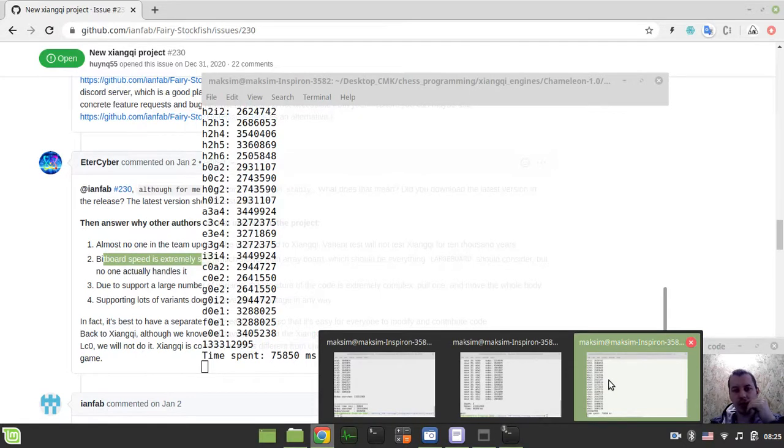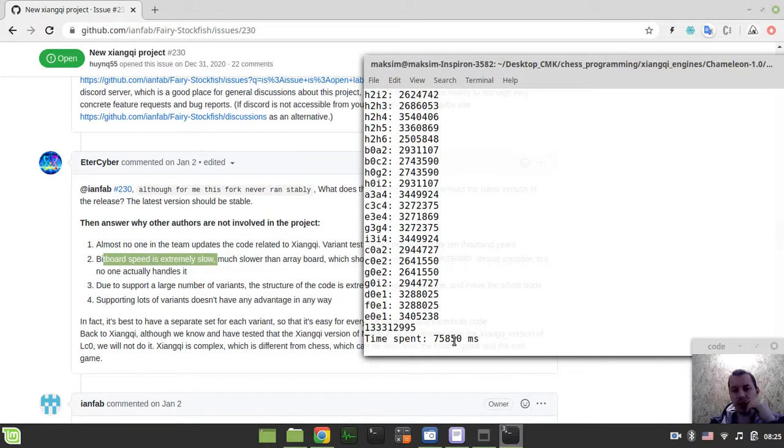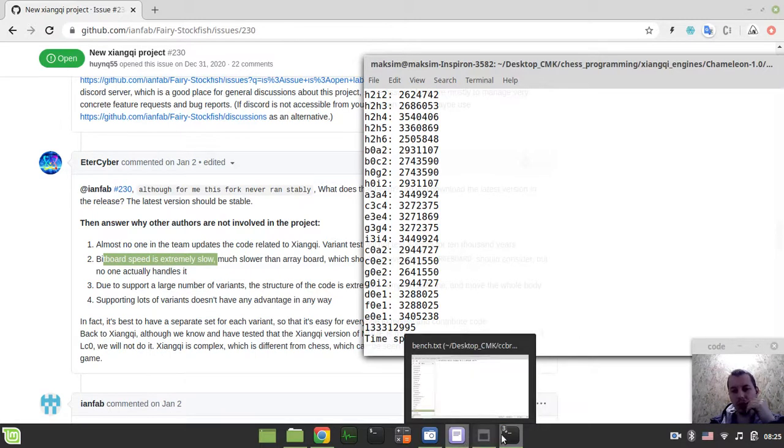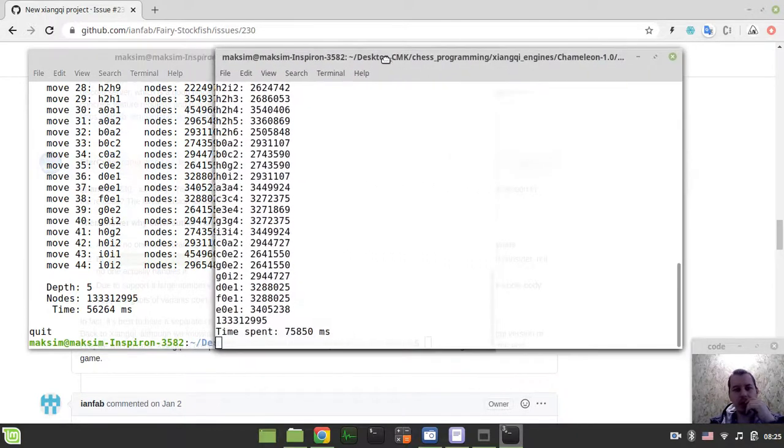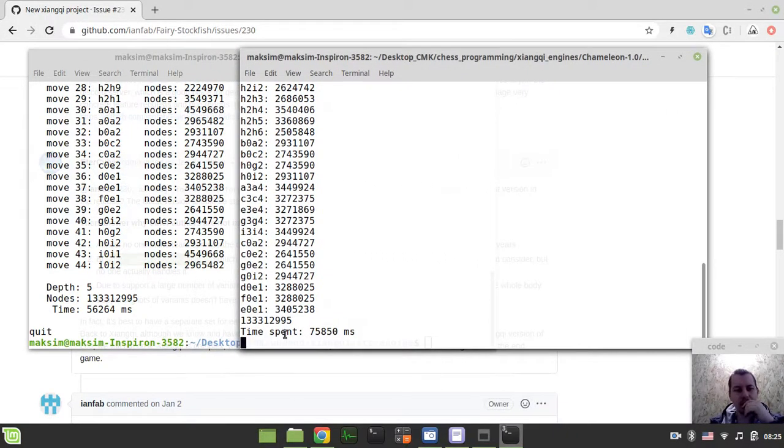Yeah, this is Chameleon, right? So you just compare this number. So it's slower than in Wukong. Can you believe this, guys? Chameleon, a C++ engine, so you see the number of nodes is the same, but it's slower compared to Wukong, which is JavaScript. Can you believe this? It's really hard to believe this is possible, but it's true. How on earth is that possible, right?